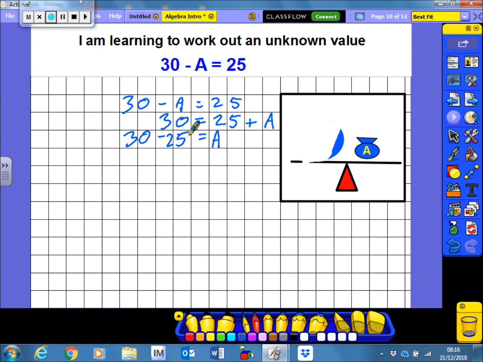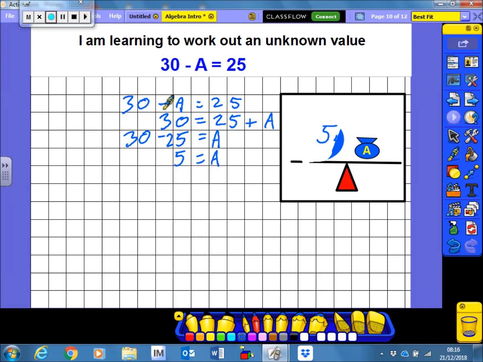And now we've proved that A equals 5. Now our working looks back to front here, but it makes sense mathematically. 5 equals A equals 5. You're saying the same thing there. So we've demonstrated it. So this would be worth 5 on this side now. So we know that A is equal to 5.